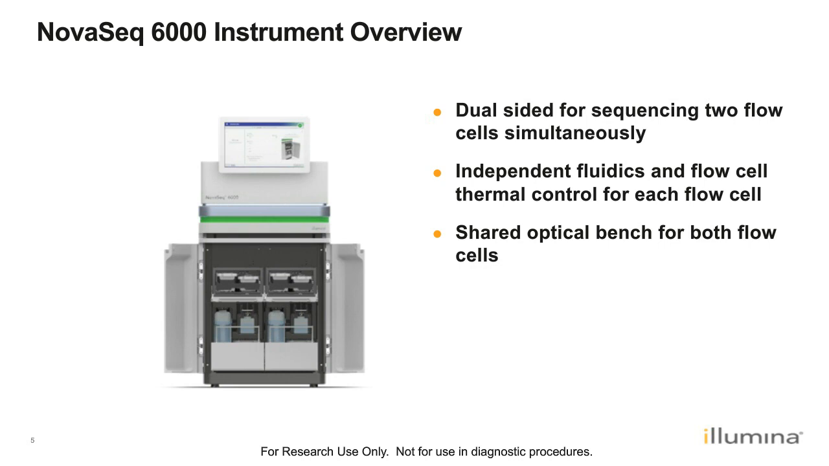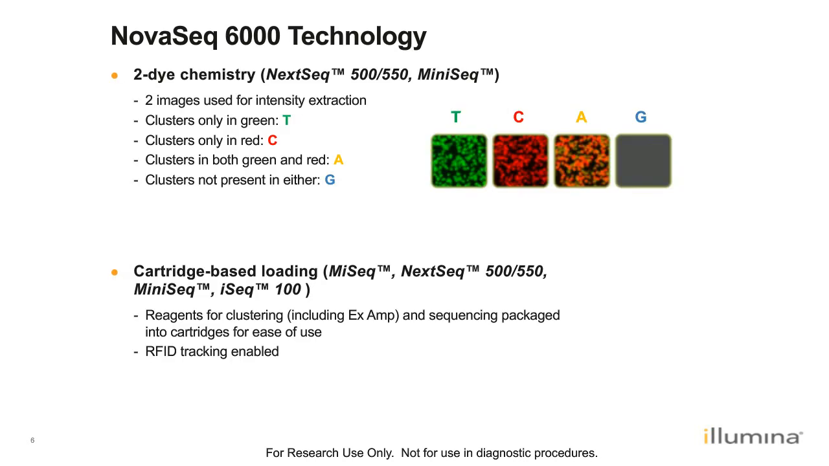Now, coming back to some of the key features of the NovaSeq instrument, as I mentioned, we're utilizing two-dye chemistry. And some advantages of two-color chemistry are that it reduces the amount of images needed to be captured during sequencing, and thus this reduces runtime. It also helps to reduce the data footprint of the sequencing runs.